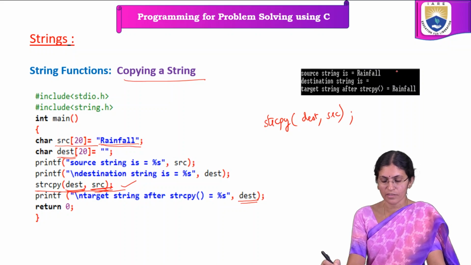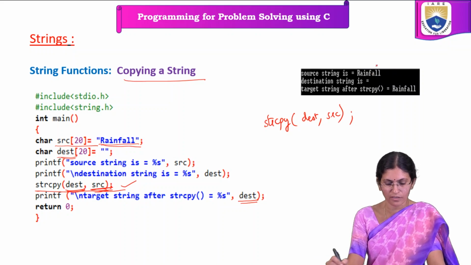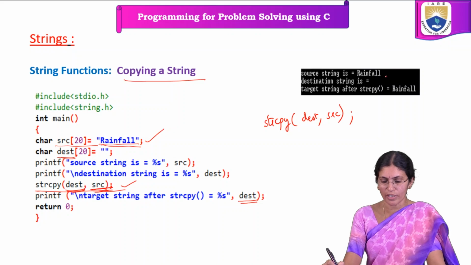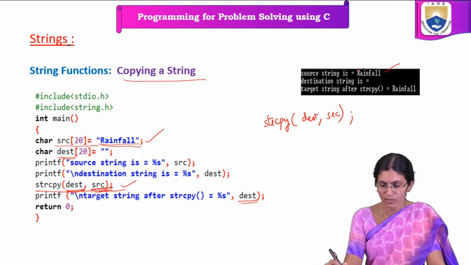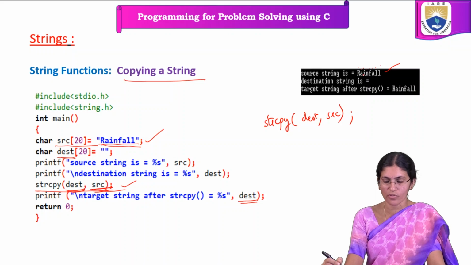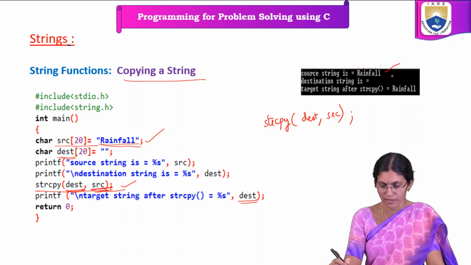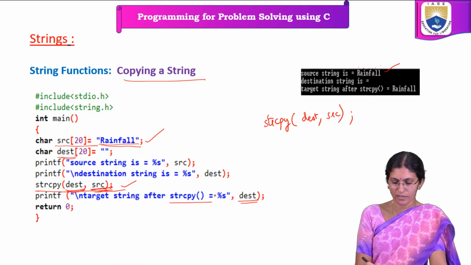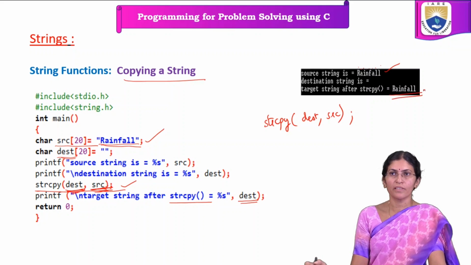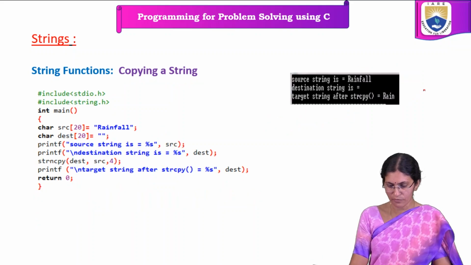This is the test case which is evaluated. The source string has been initialized to rainfall. The length of rainfall is 1, 2, 3, 4, 5, 6, 7, 8. So there are 8 characters in this source string. Destination string is empty here, so there are no characters in it. If you try to print the target string after strcpy, the modified destination string will be rainfall. So in the destination string, we have the string rainfall.